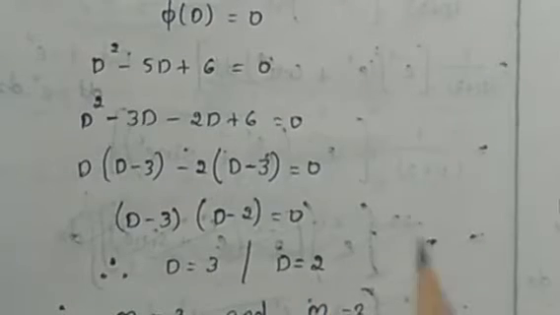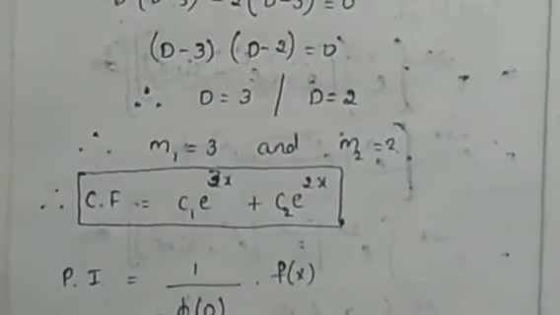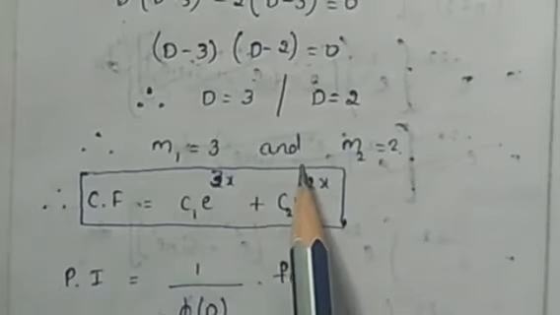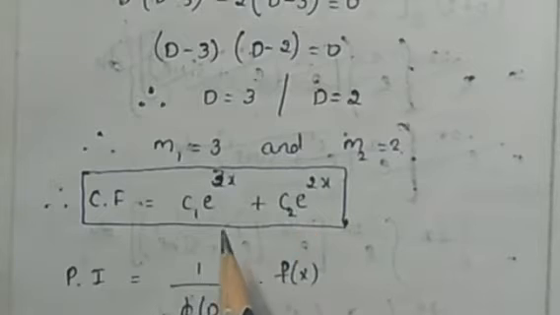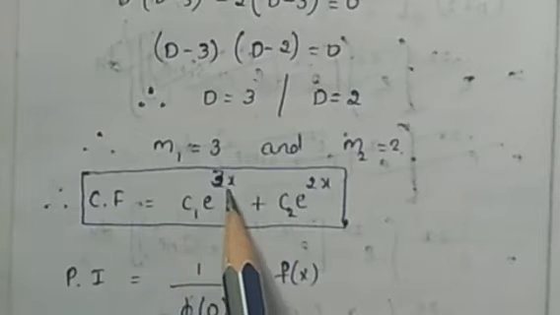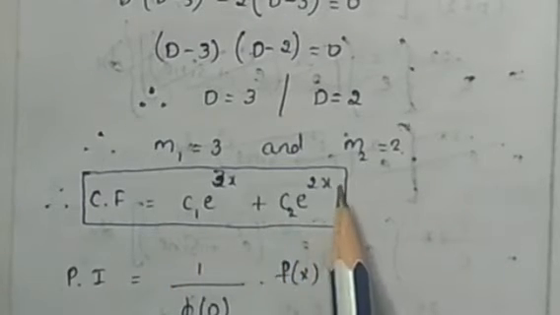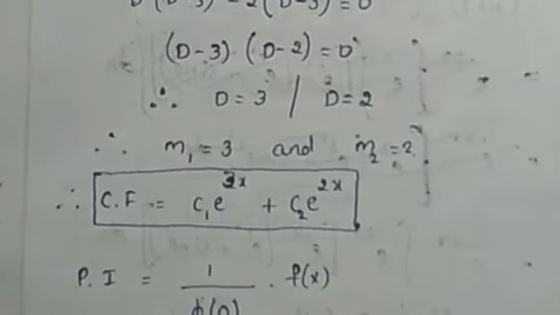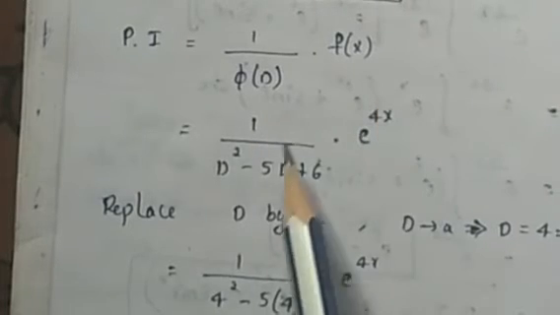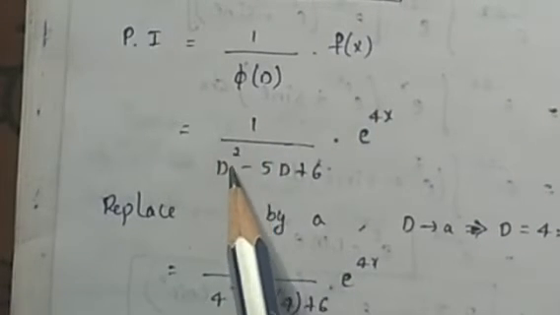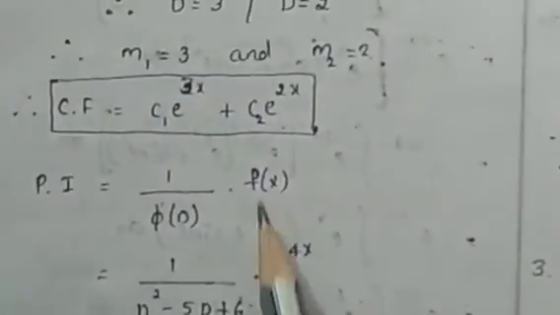If you simplify, two roots exist, so m1 is equal to 3 and m2 is equal to 2. So the two roots are different. The complementary function is equal to c1 e to the power 3x plus c2 e to the power 2x. Then finding the particular integral. The particular integral is equal to 1 by phi of D into f of x, where phi of D is D square minus 5D plus 6.